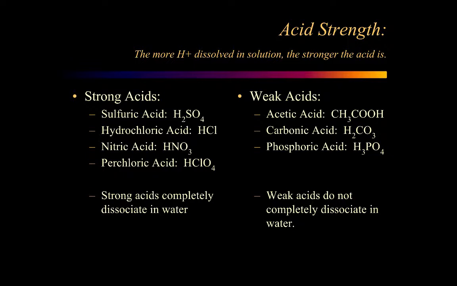All right, so acids can be either strong or weak. A strong acid is like sulfuric acid, hydrochloric acid, nitric acid, perchloric acid, and you notice that all of these have an H to donate. Now weak acids would be like acetic acid, carbonic acid, phosphoric acid, and you can see that these ones have more than one H to donate. The difference between a strong acid and a weak acid is that strong acids completely dissociate in water and weak acids do not. So weak acids tend to stay together.